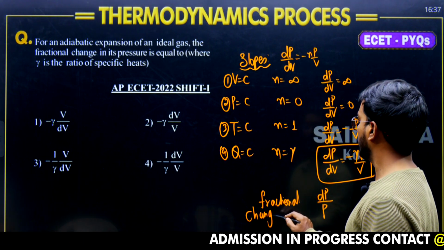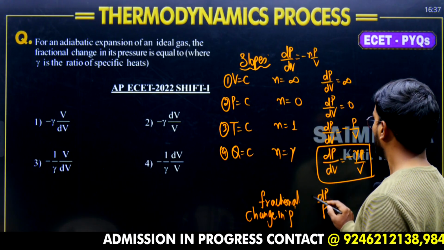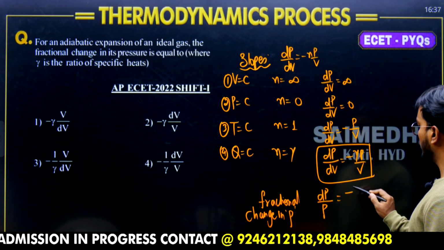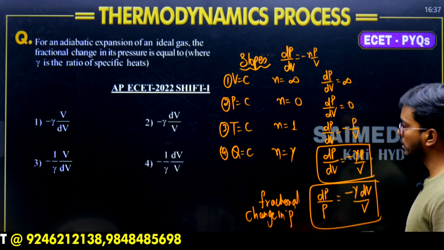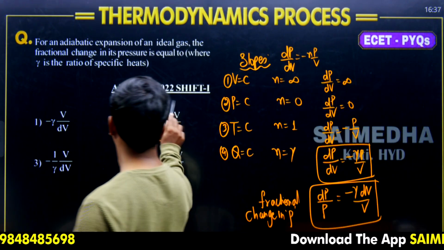Fractional change in pressure is dP by P. dP by P is equal to minus gamma dV by V. So what is your answer now? Minus gamma dV by V.